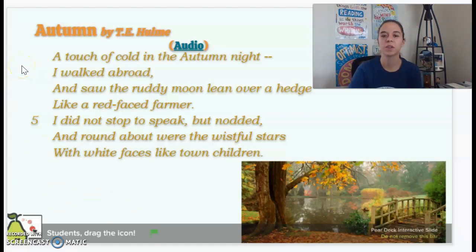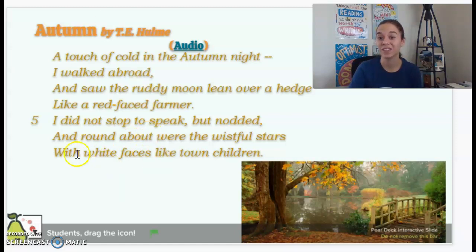Autumn. A touch of cold in the autumn night. I walked abroad and saw the ruddy moon lean over a hedge like a red-faced farmer. I did not stop to speak, but nodded, and round about were the wistful stars with white faces like town children.